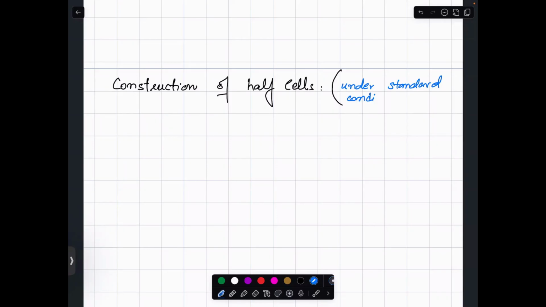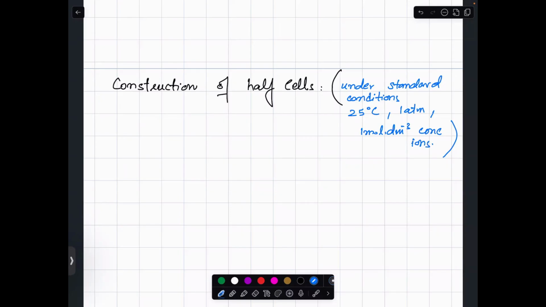Now, construction of half cells under standard conditions. Do you know what the standard conditions are? The standard conditions are 25 degrees Celsius, 1 atmospheric pressure for any gas that is used, and 1 mole per dm cube as the concentration of ions. It's actually for ions most of the time.